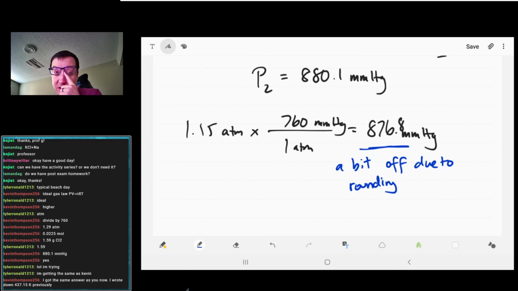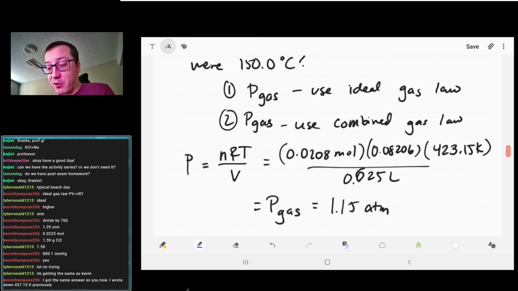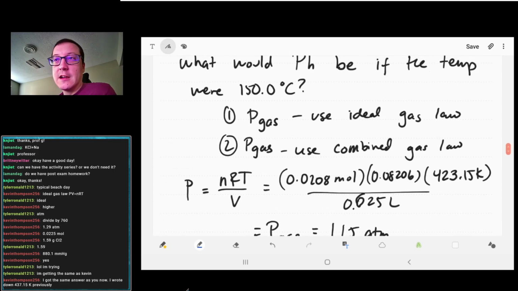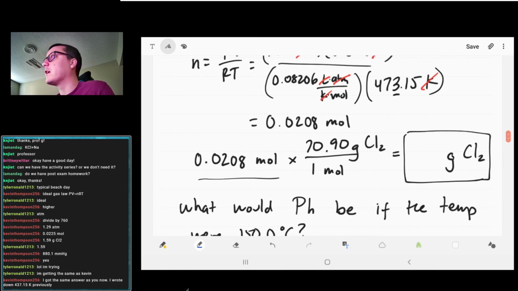Maybe. So that's why you should use the second method instead. It eliminates that error from rounding and also eliminates the error that Kevin typed in the wrong number. So there we go. We have proof now that for this type of problem, you'll want to use the combined gas law just to safeguard yourself against errors. Okay, let's adjust our mass, by the way. Let me fix that. 0.0208 times 70.9. Okay, it's 1.47. Okay, cool.